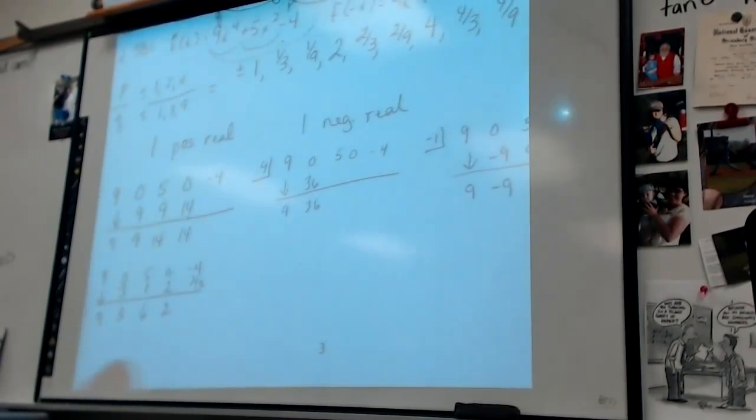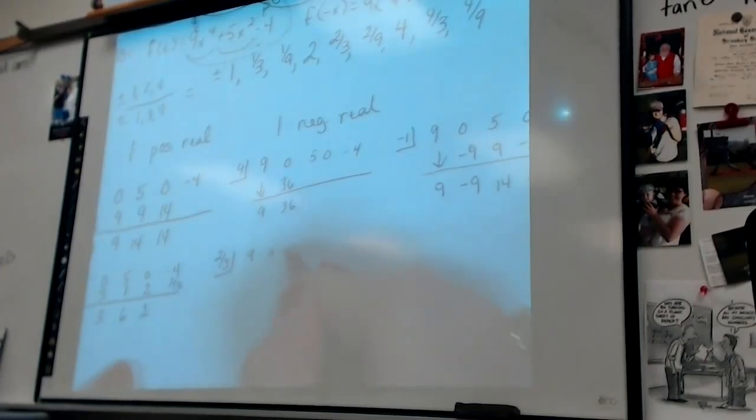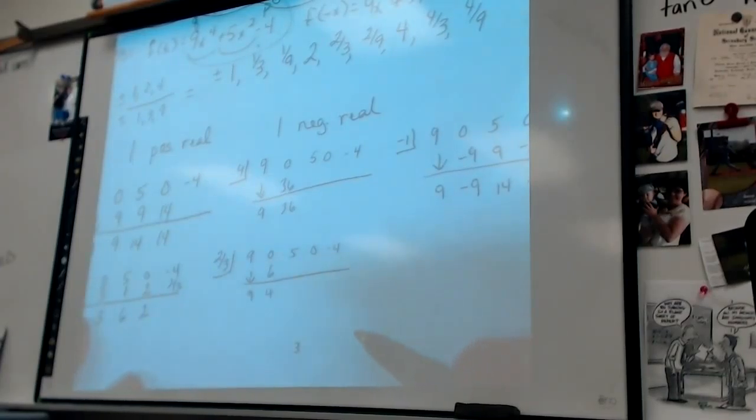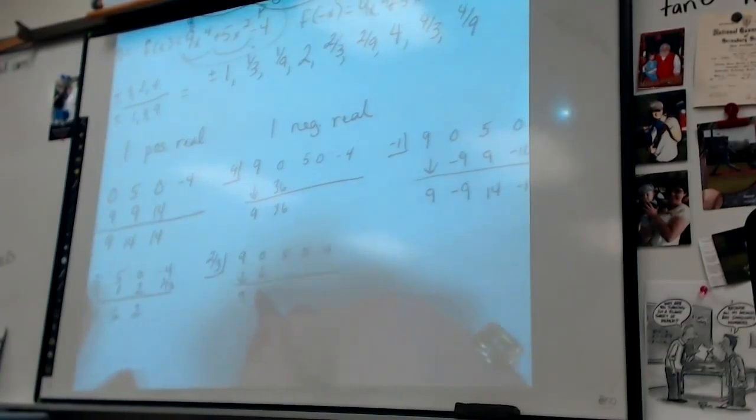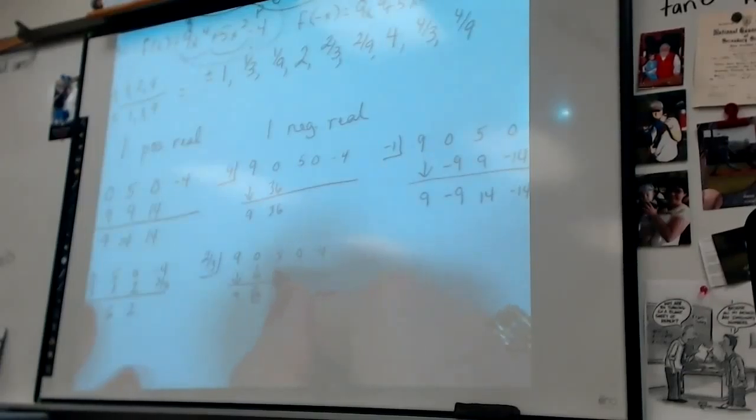All right, let's try 2/3 then. Wait, I just did something wrong. Oh, I put 0 plus 6 is 4. Where did I get that? Yeah, that works.